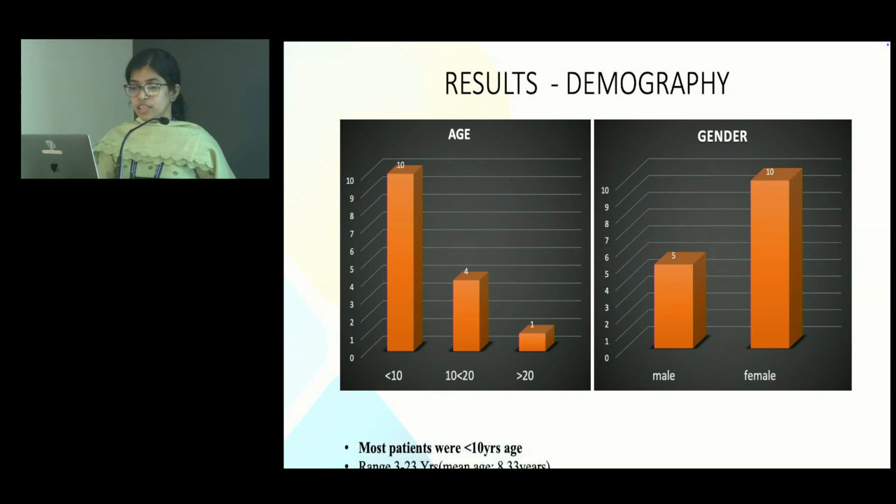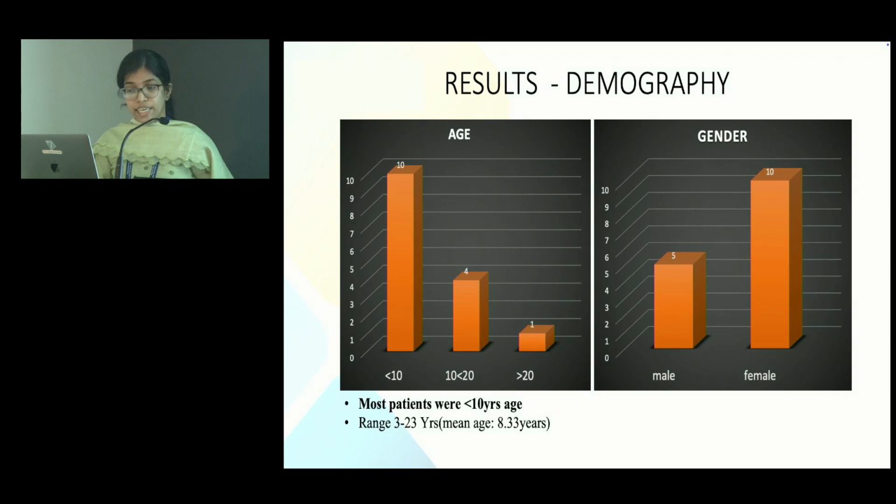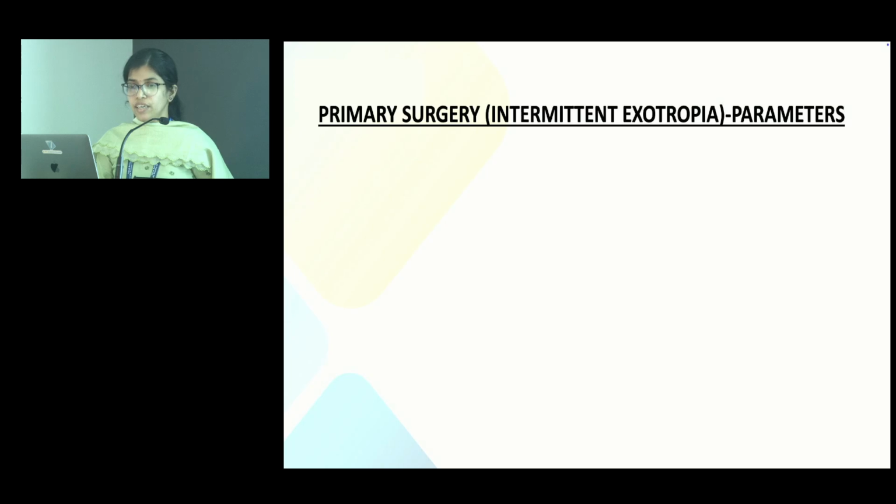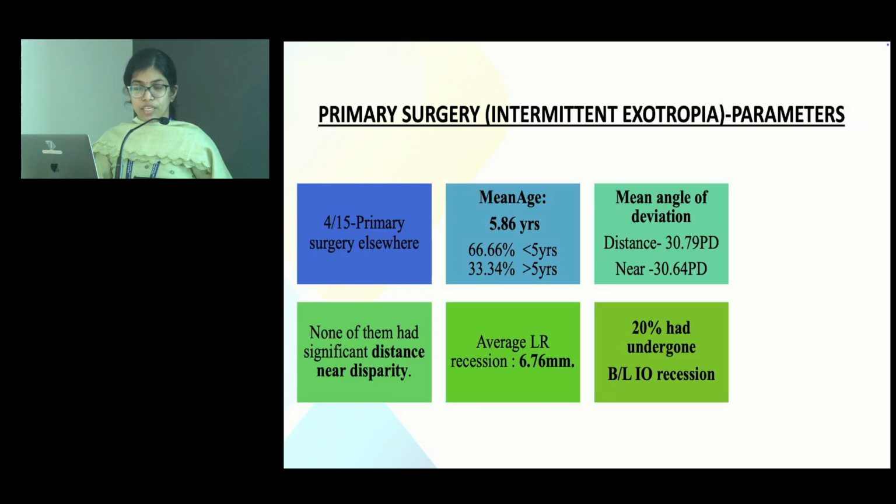Coming to the results, most of the patients were less than 10 years of age, with a mean age of 8.33 years. Females outnumbered males. Coming to the primary surgery parameters, 4 out of 15 patients had surgery done elsewhere, with a mean age of 5.86 years, with 66% of patients less than 5 years. Angle of deviation was almost similar for distance and near. None of them had any significant distance near disparity. Average LR recession was 6.76.